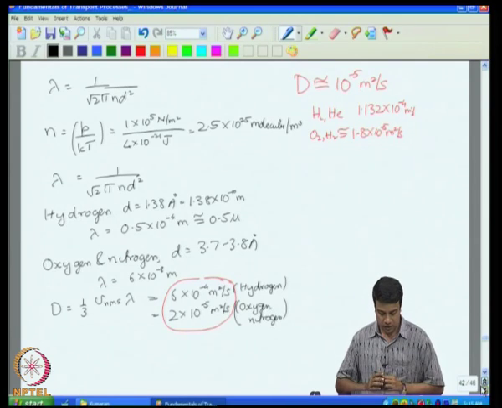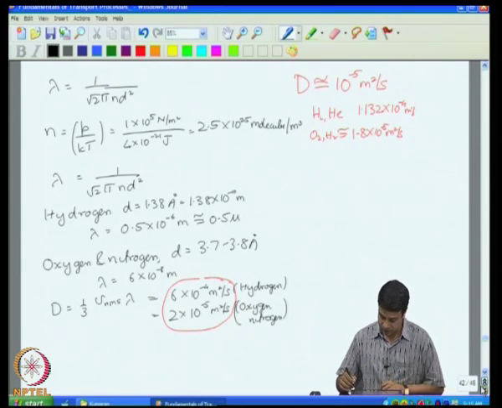And on this basis, we got the diffusion coefficient as about 10⁻⁵ meter squared per second for most gases at standard temperature and pressure. Lighter gases will have a higher diffusion coefficient because their diameter is smaller, they travel longer, their mass is smaller, and their fluctuating velocity is larger. Heavier molecules will have a lower diffusion coefficient.